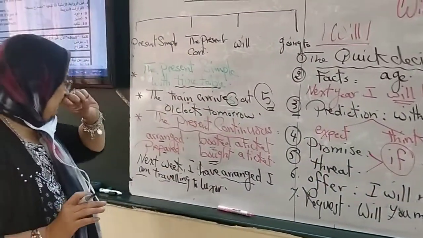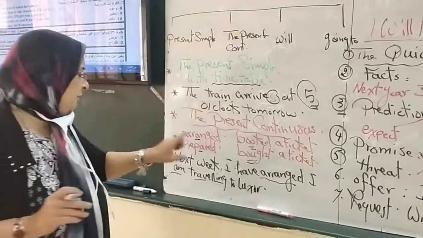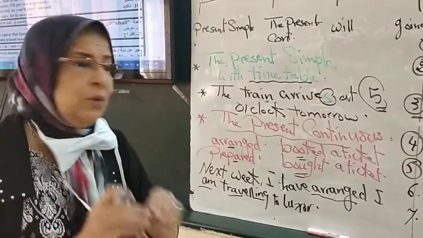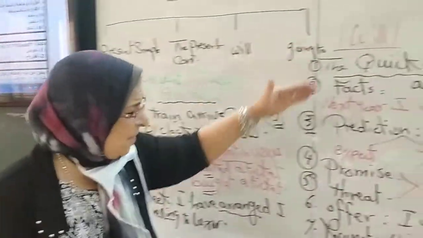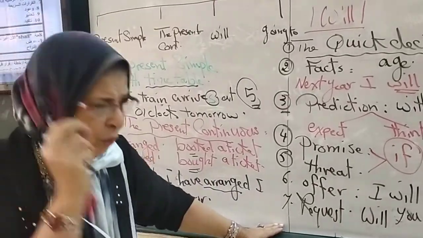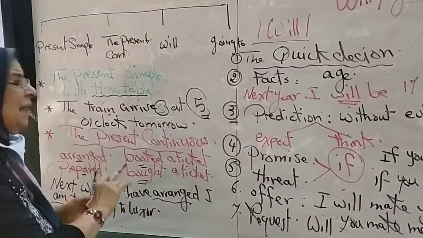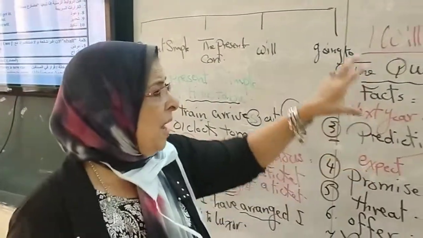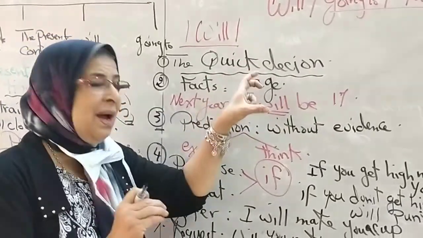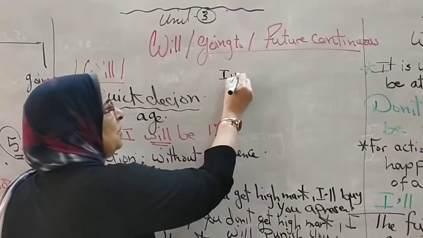Miss, you told me if you have time, you are going to use present simple. And told me if you have arranged, prepared, booked a ticket, bought a ticket, use the present continuous. And then you give me some options to use will. Miss, don't you have certain words that when I see them I'm going to use will? Yes.